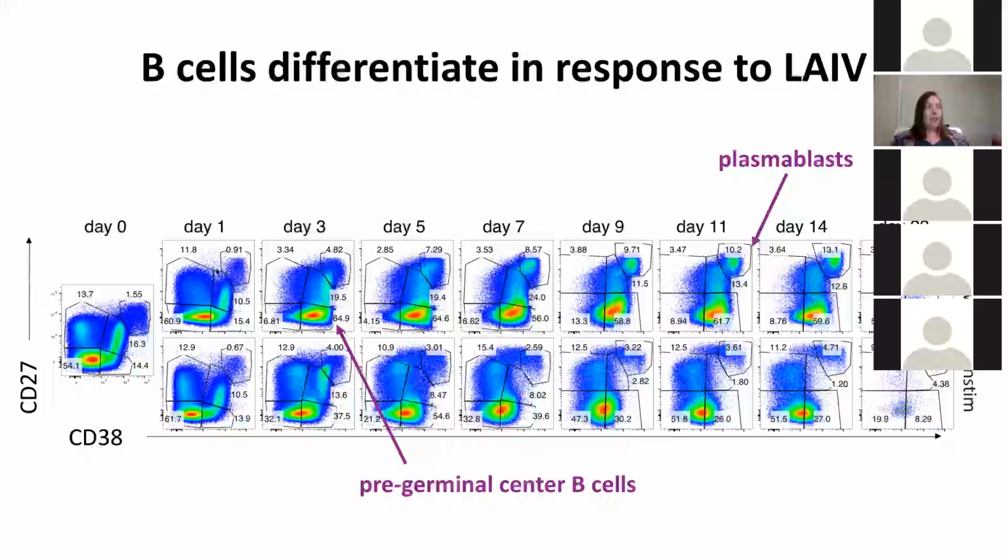You can see in the LAIV stimulated cultures on the top here that we see a slow but steady increase in plasmablasts that roughly corresponds to the kinetics of a response that you would typically see in vivo. Somewhere between day 7 and day 11 is where you start to see a substantial plasmablast response, and that this is much less so in unstimulated cultures.